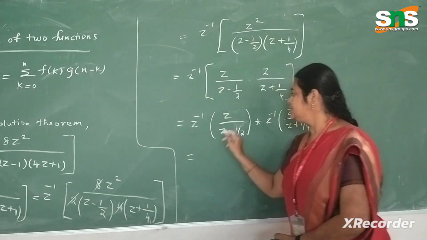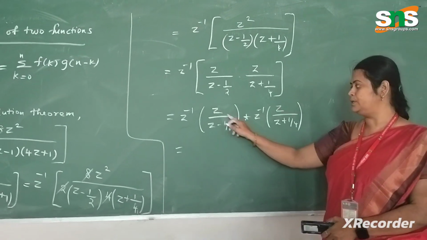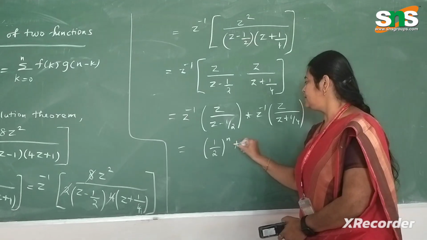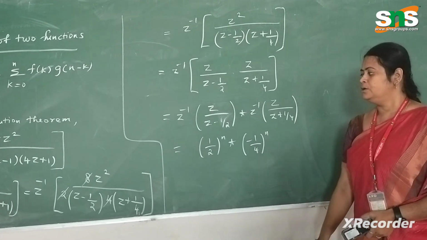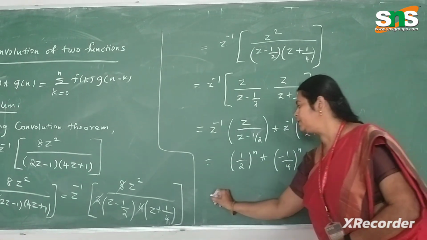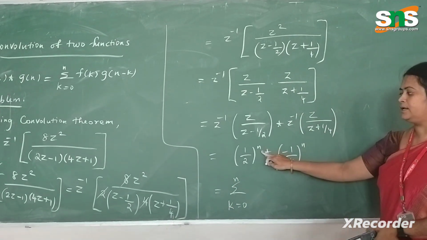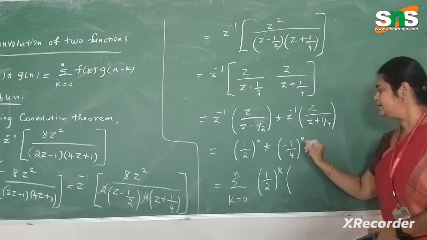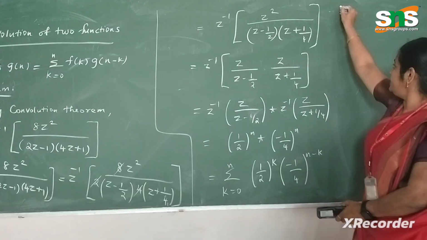We know that z inverse of z by (z minus a) is nothing but a power n. So here our a is 1 by 2, so you get (1 by 2) power n star. Here our a value is minus 1 by 4, so (minus 1 by 4) power n. This is our form f of n star g of n. Now let us use the formula. That is given by summation k equal to 0 to n. First, n we have to replace by k, that is (1 by 2) power k, and second, n we have to replace by n minus k, that is (minus 1 by 4) power n minus k.